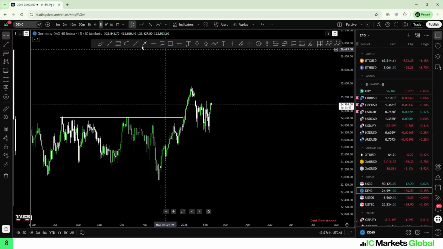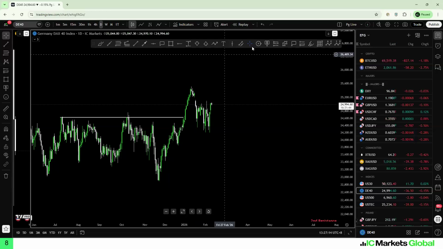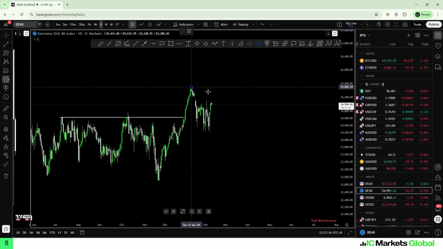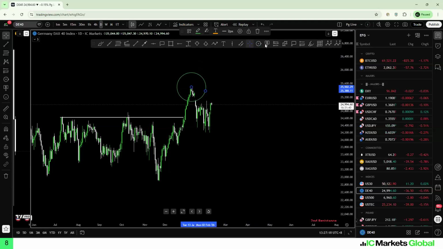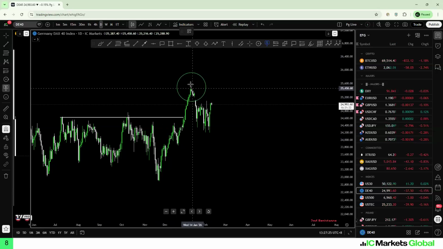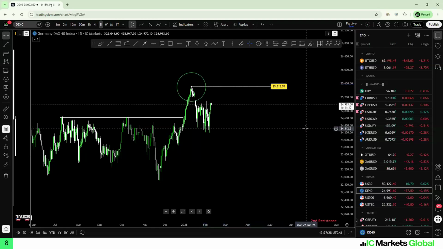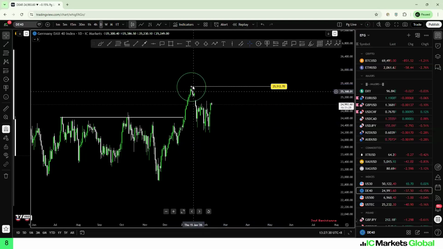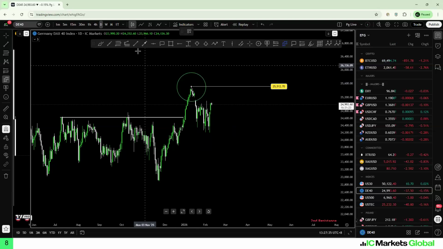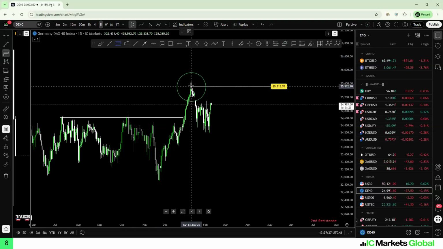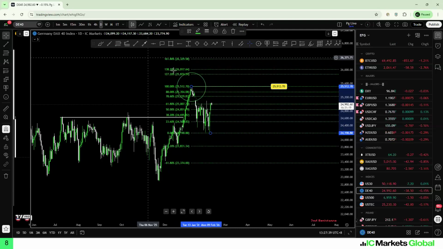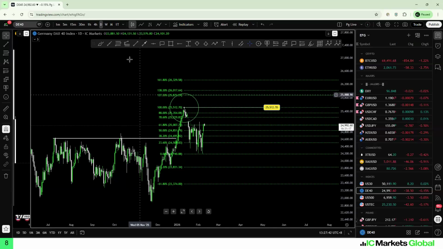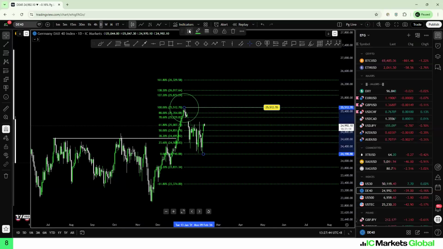Now, if price closes above this high, at the price 26,612, then we're going to use a Fibonacci extension from this recent high to this recent low. So for our Fibonacci extension we are using 127 and 161.8.